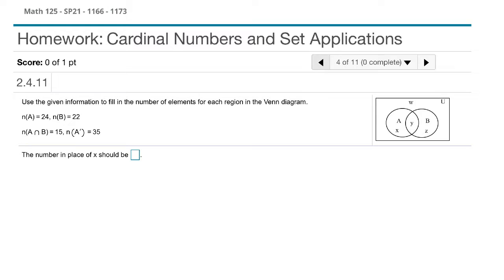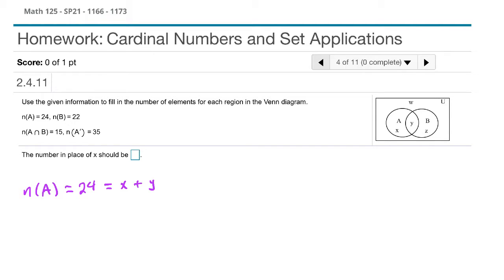In the first one, we have that the cardinality of region A is going to be 24. For region A, what variables does that actually correspond to? That corresponds to X and Y. So 24 is going to be X plus Y, the cardinality of the first region and the cardinality of the second region.